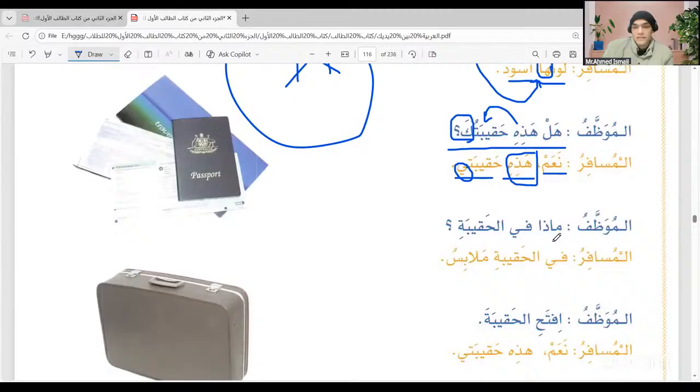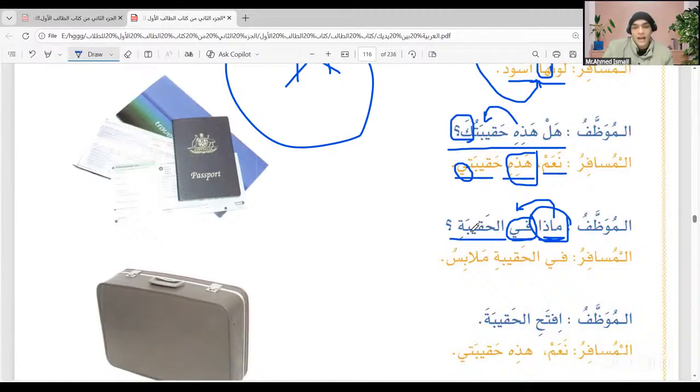And الموظف said ماذا في الحقيبة. We said before that the word ماذا, we use it if you have a verb after it, and we use the word ما if you have a noun, and here you have a preposition or حرف جر after it, so you will use ماذا also with حرف جر. You say ماذا في الحقيبة, يعني what is in this bag, what do you have in it. So what's in the bag here.